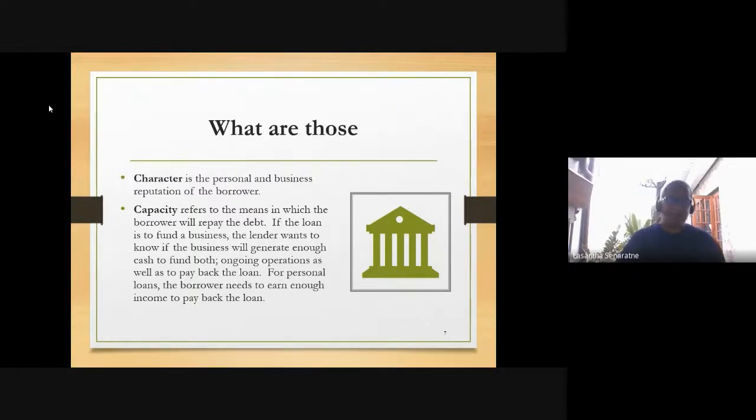Now, character is the personal and business reputation of the borrower. I may be a reputed person, but still you need to understand whether he's trying to mislead us about his character.